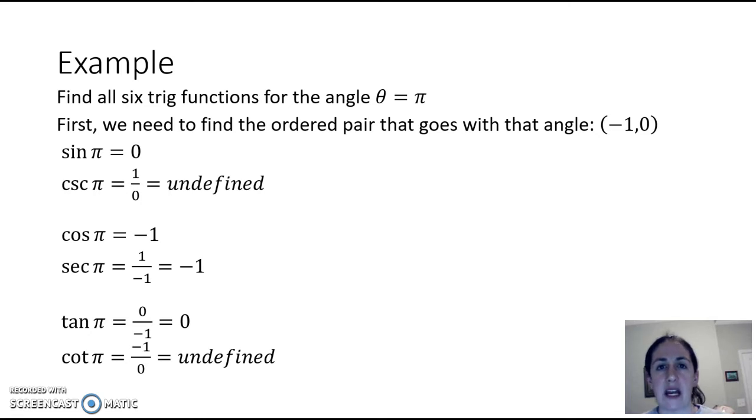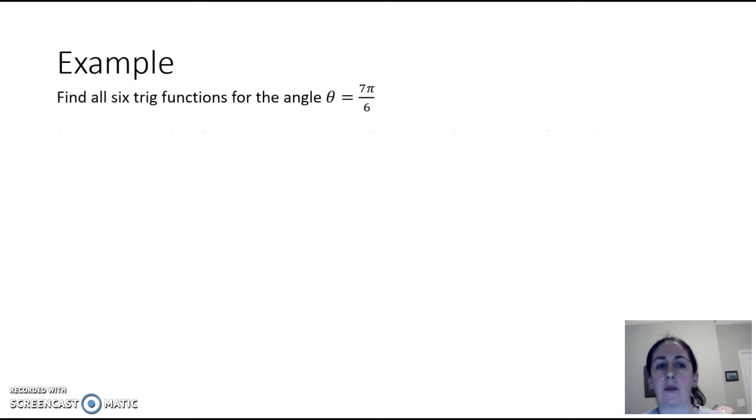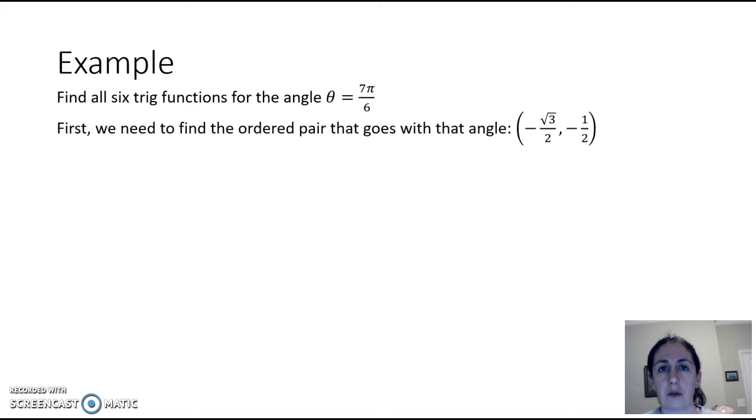Let's just pick some other random angle. So we'll do another example, and we'll find all 6 trig functions for 7 pi over 6. So again, you need to go back to that unit circle, find the ordered pair that's associated with 7 pi over 6, which is negative square root of 3 over 2, comma, negative 1/2. You have your x value, you have your y value.